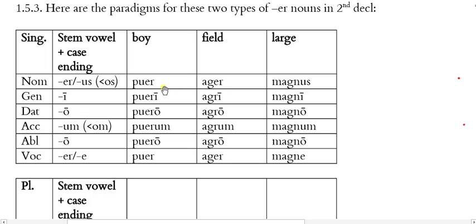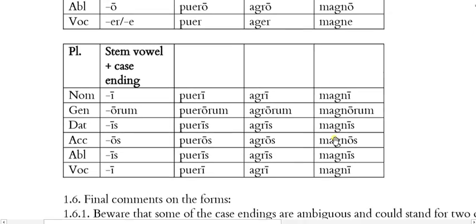Let's go ahead and fill out the chart here with the adjective large, just to show you what it would look like for the attributive adjective to follow these nouns in their proper case, gender, number. Magnus, magni, magno, magnum, magno, magne. All right, and then the plural forms.